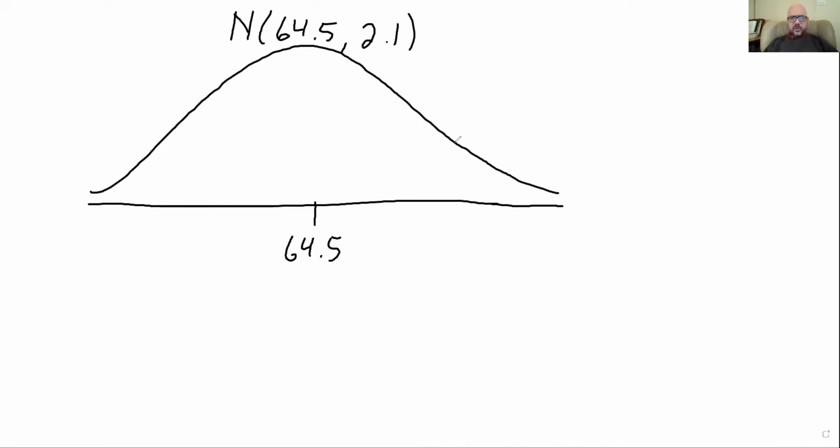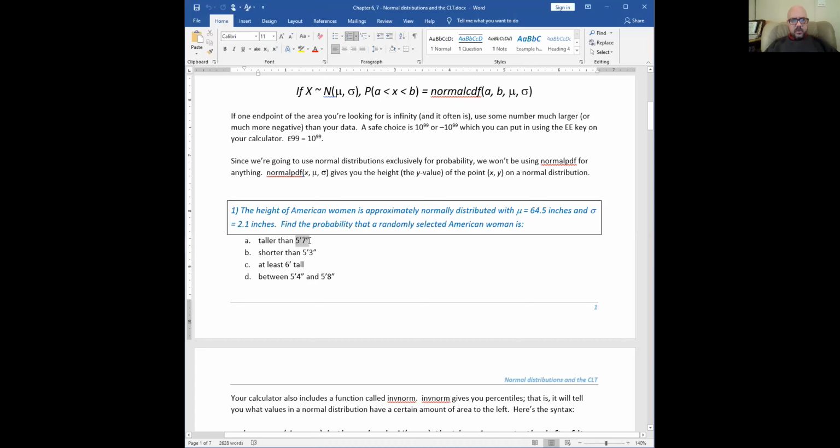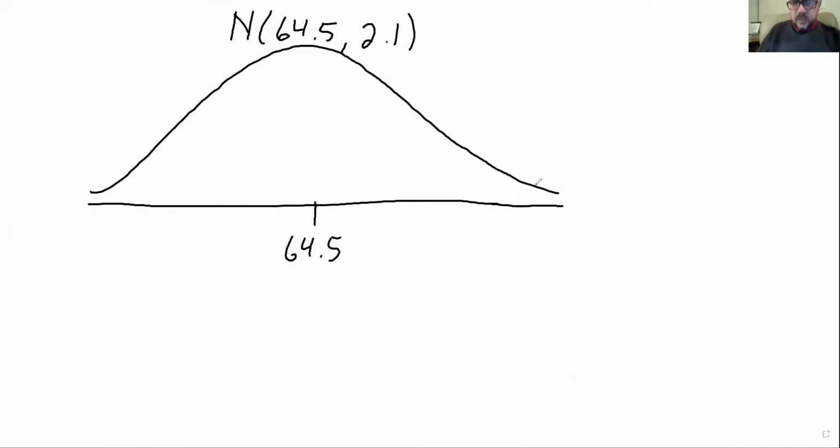And what I'm going to do is I'm going to put on the value that we're looking for and then shade in the direction that I want to find the area, just like I've been doing before, of course. Now, if we go back to the worksheet, that was 57 inches, 67 inches. And I want to go taller than 67 inches, so I want to shade to the right. You don't have to get this super precise, just try and get it on the correct side of the mean. So 67 is bigger than 64.5, so it goes over here somewhere, 67. And then I'm looking for everything bigger than that, so this area here.